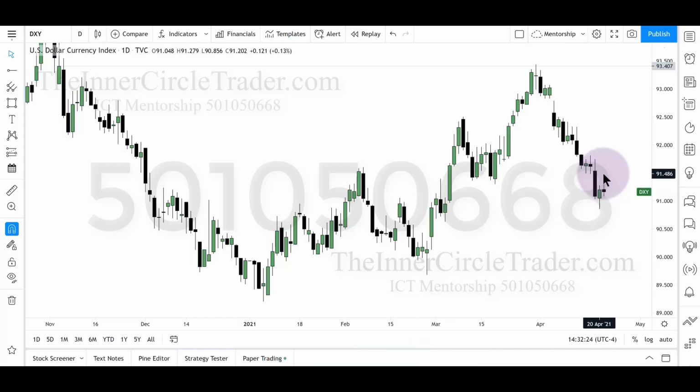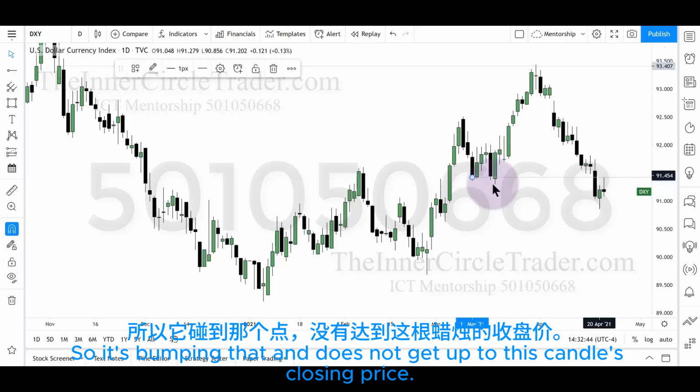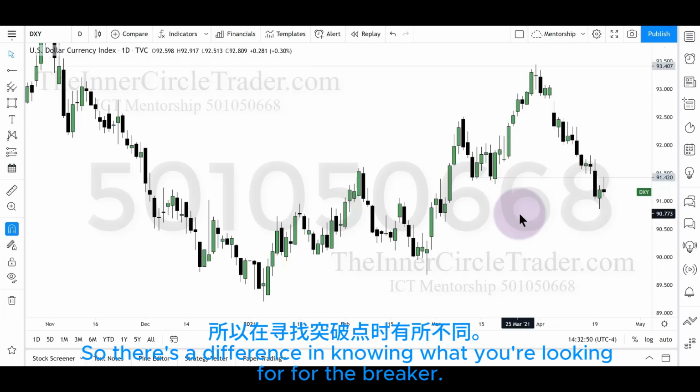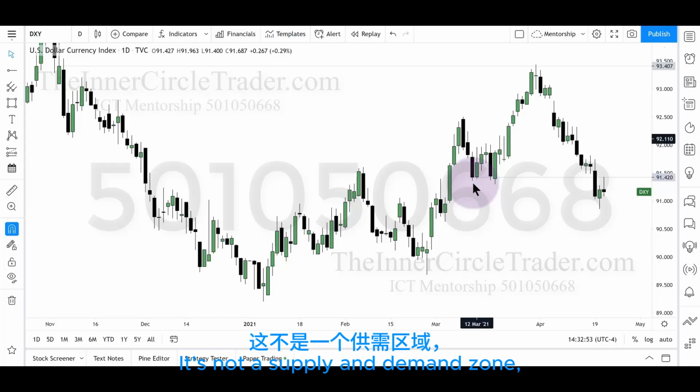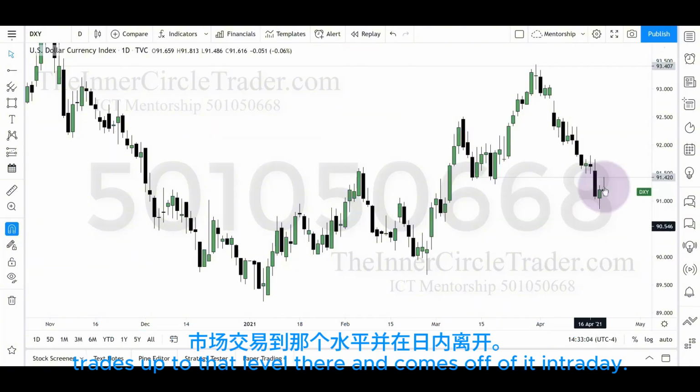Extend it out in time. Right there. The high comes in at 91.42 and 8. And again, the close here is 91.42 even. So it's bumping that and does not get up to this candle's closing price. Okay, so there's a difference in knowing what you're looking for in the breaker. It's not a supply and demand zone that we're working with. It's a very specific price level with a very specific logic around it. The market trades up to that level there and comes off of it intraday.